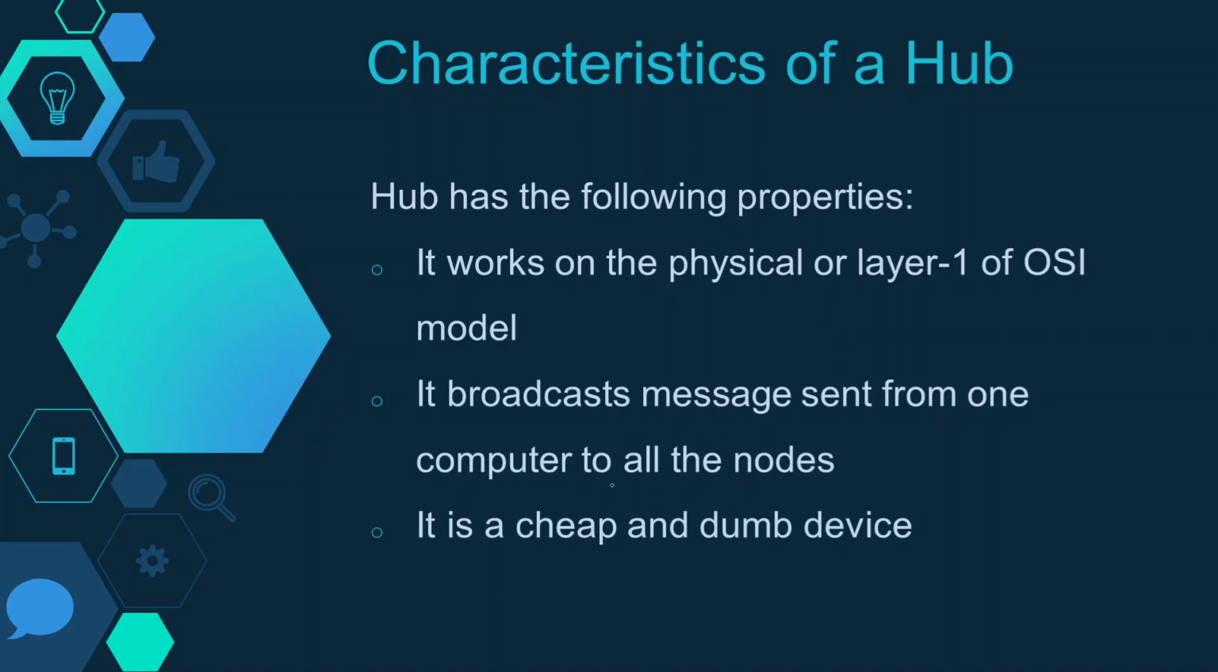So these are some of the characteristics of the hub. The hub works on the physical layer or layer 1 of the OSI model. So it works at the lowermost or bottom-most layer of the OSI model, that is the physical layer.